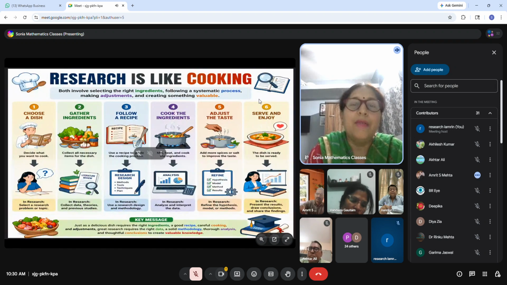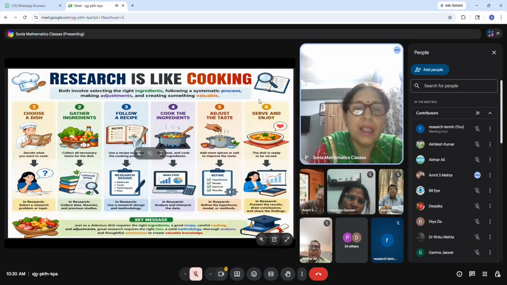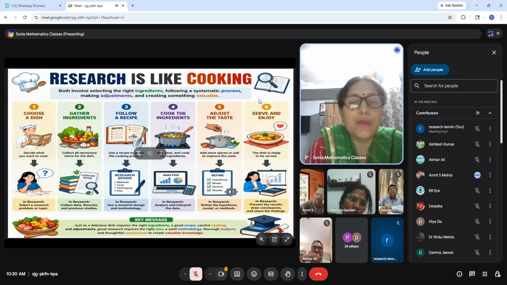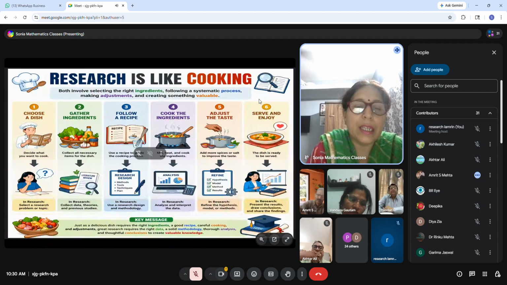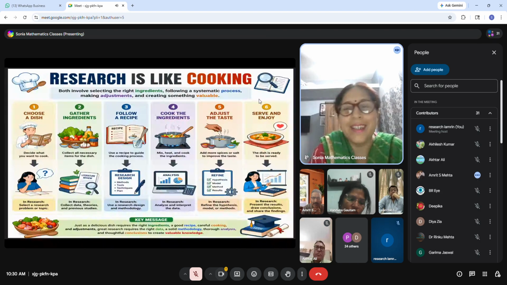And then we have to, in cooking, follow a recipe. That is, we will use a recipe to guide the cooking process. Same in research, we use methods, tools, techniques, and plans. And then in cooking, cook the ingredients. That is, we'll mix, heat, and cook the ingredients. And obviously, in research, we will analyze and interpret the data.